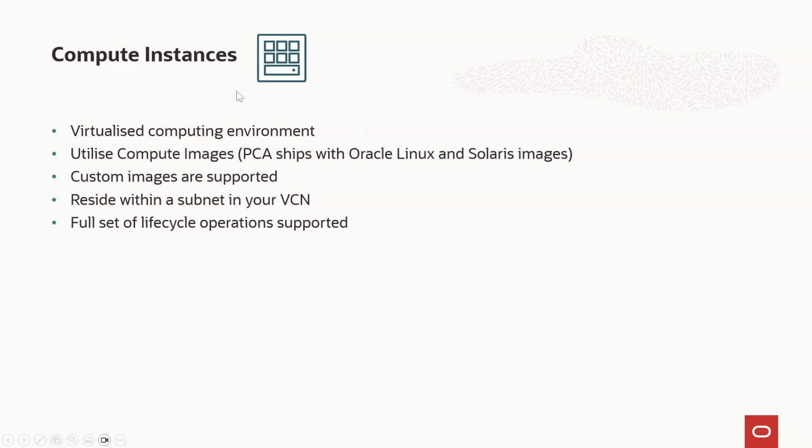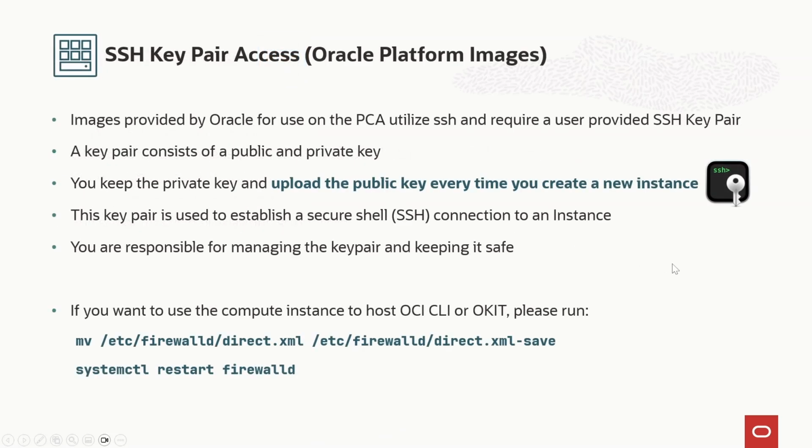Okay. A compute instance is provisioned, and it has to connect to a subnet within your VCN. Okay, and we support full lifecycle operations. Now you can start, stop, create, delete. Okay. One thing to note for the Oracle platform image that ships within PCA, it's provided by us, and when you provision it, you need to provide a public key. There's no default password in this platform image, so a public key is required.